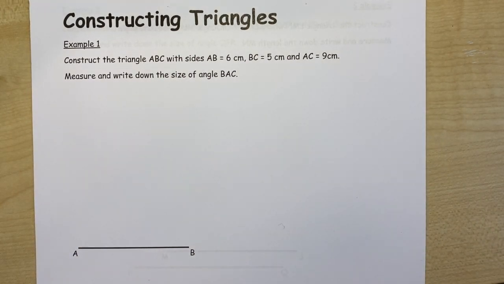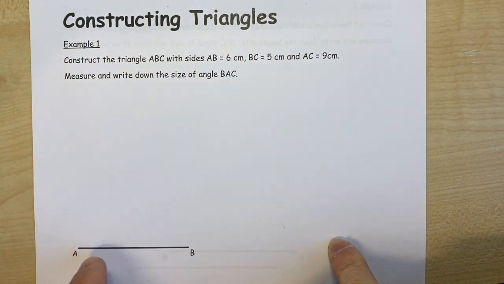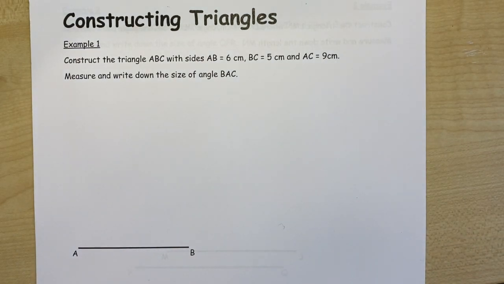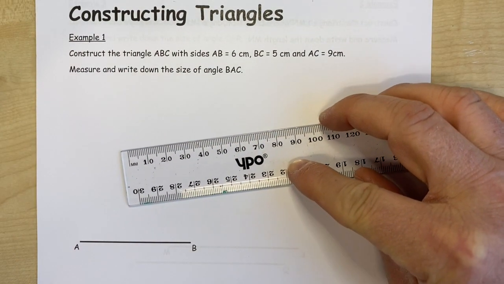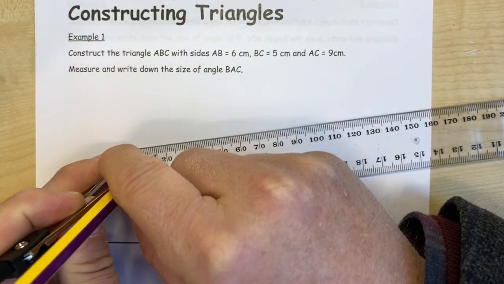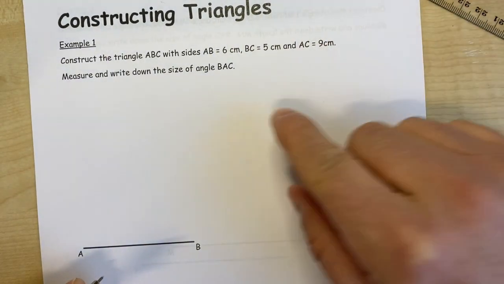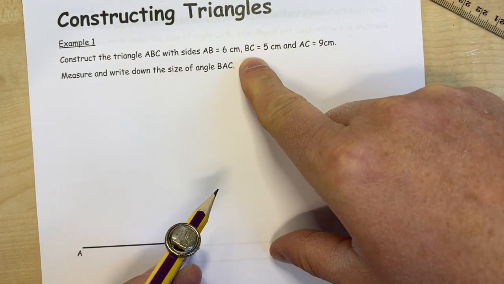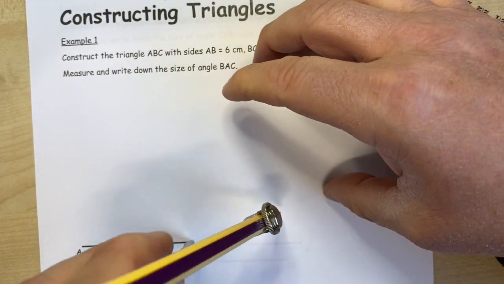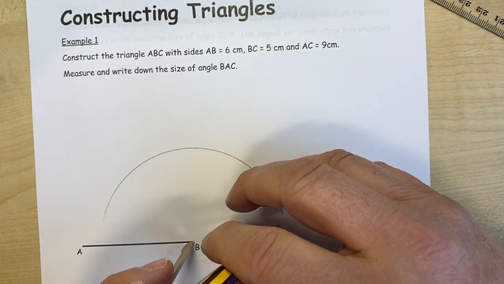So we're going to look at constructing triangles. In the first instance, we have got three sides given, and the first side, AB, has been drawn for us. We are told that B to C is 5, so with a ruler and a compass, we set the compass to 5 centimetres, and then on B, because it says B to C, we will draw an arc large enough so that we don't have to go back and redraw it.